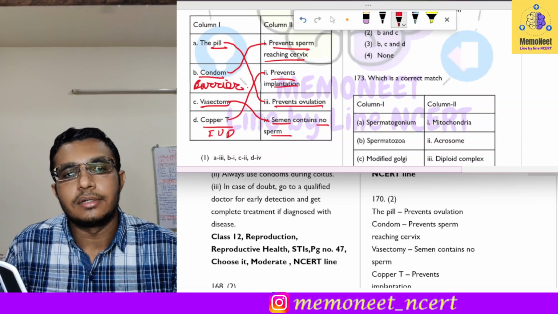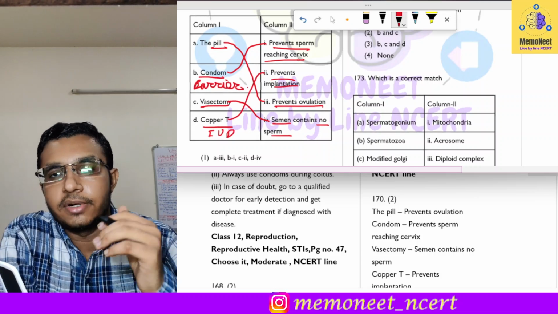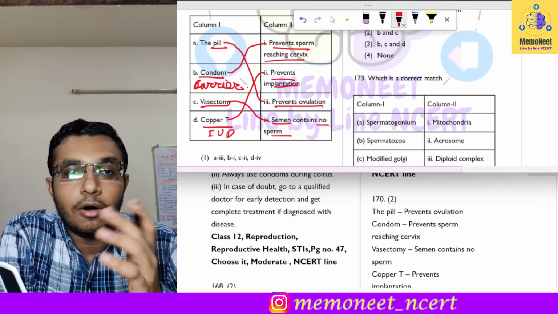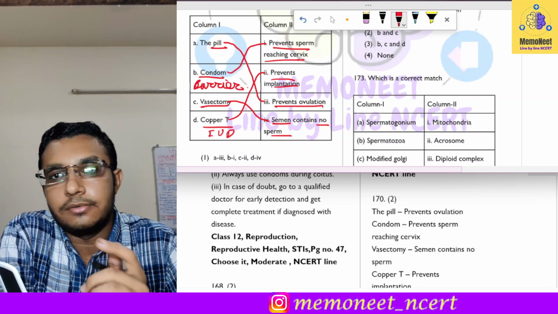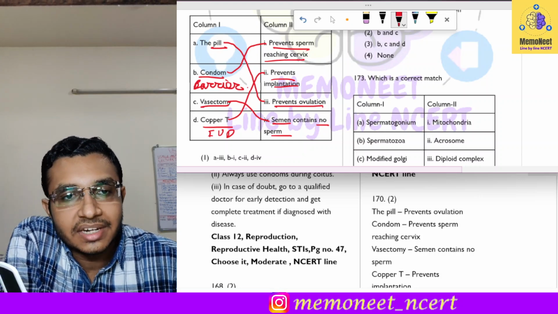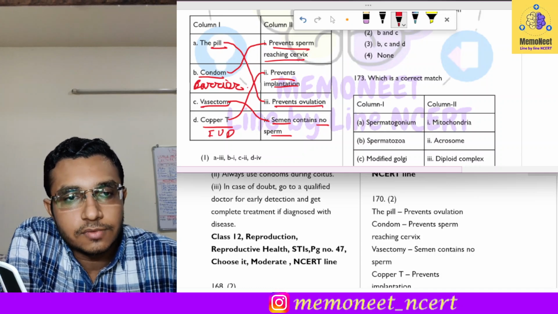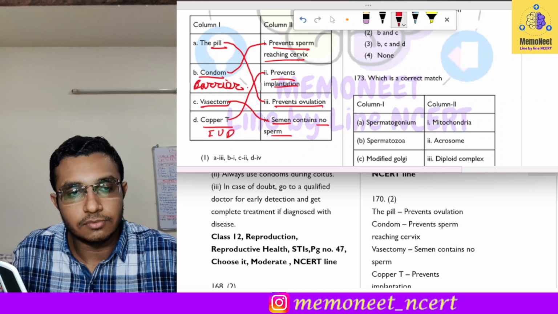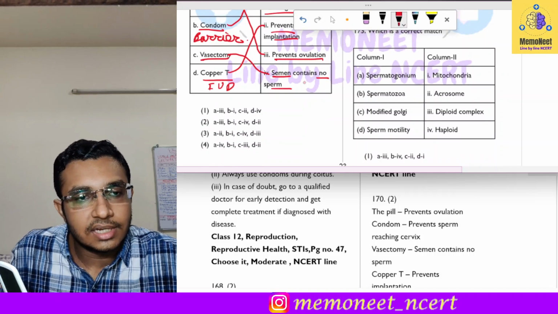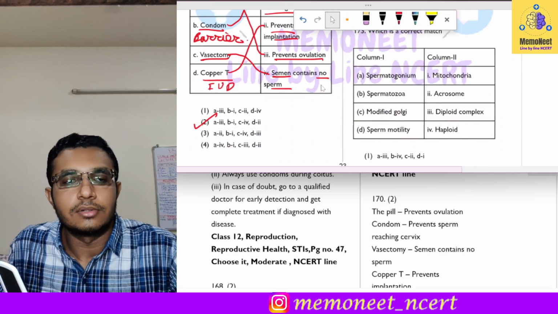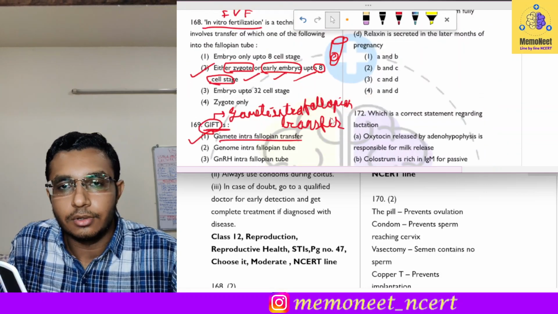Okay, it first of all reduces the fertilizing capacity of the sperm, it decreases the motility of the sperm, also it makes the uterus hostile towards the sperms, it increases the phagocytosis of the sperms. So D goes with 2. So A goes with 3, B goes with 1, C goes with 4 and D goes with 2. So which is the correct option showing the correct matching? It is the option 2.